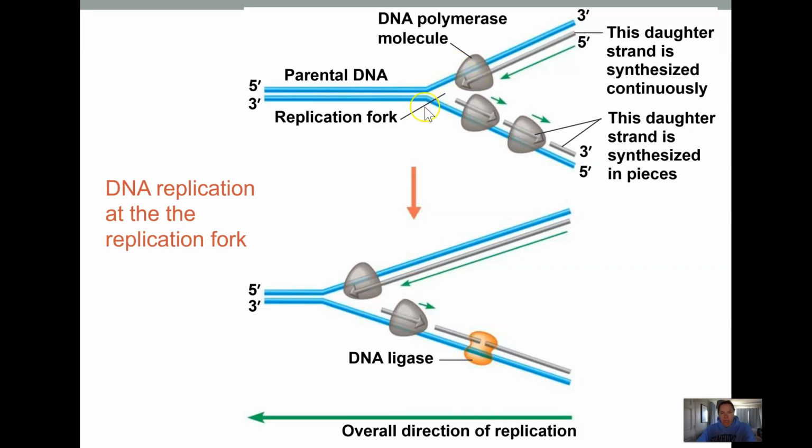Now, in this case, it's the bottom strand. The DNA polymerase can't do that. It can't follow in the same direction because remember that the DNA strands are running in opposite directions. So in this case, the DNA polymerase has to work in a discontinuous manner. And they basically make very small pieces of DNA. And then another type of enzyme called DNA ligase comes in and stitches all of these small pieces together.